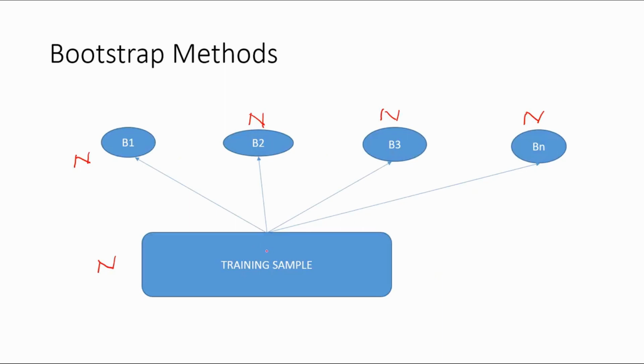So the pictorial view would be like this: this is the training sample, and you select data points with replacement, and you come up with bootstrap samples. You will have n number of bootstrap samples, and then you refit the model in all the bootstrap samples and check for consistency. That's what I explained in the previous slide also. So yeah, it's just a representation.